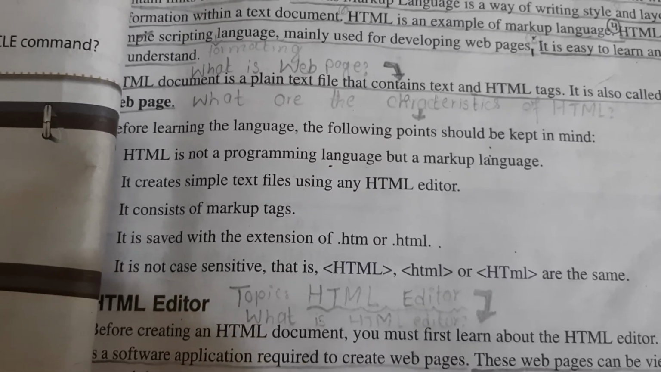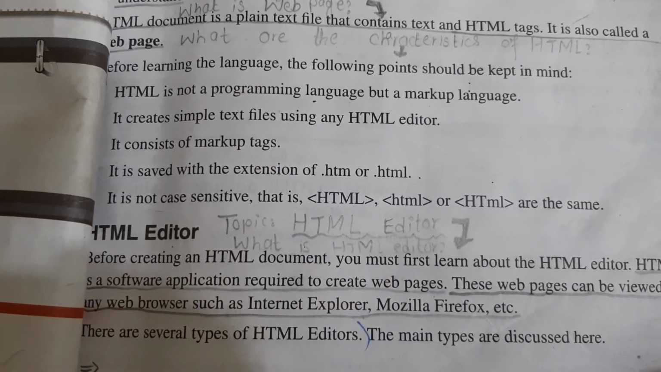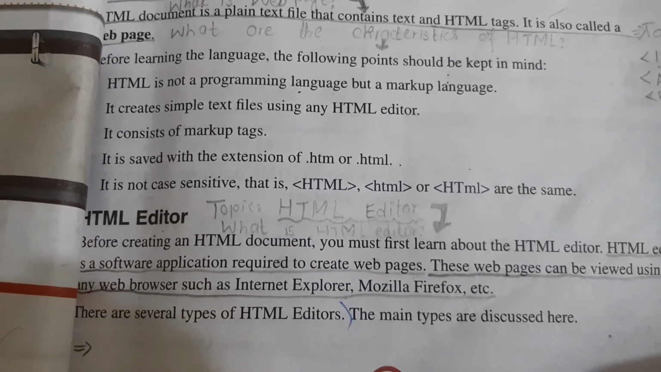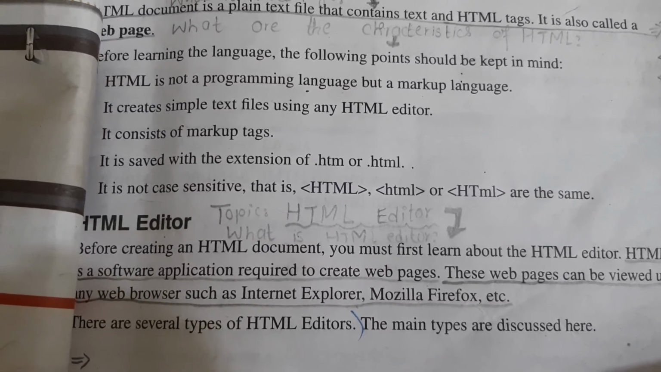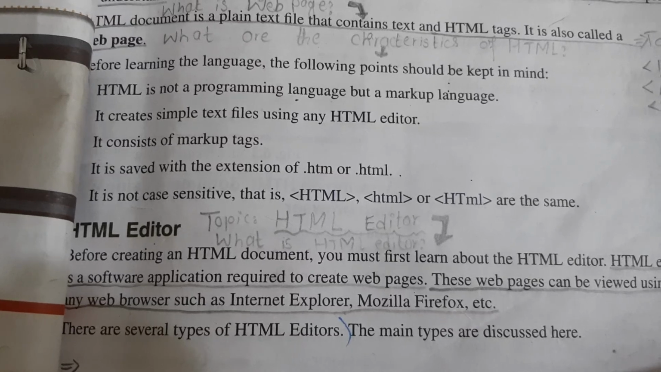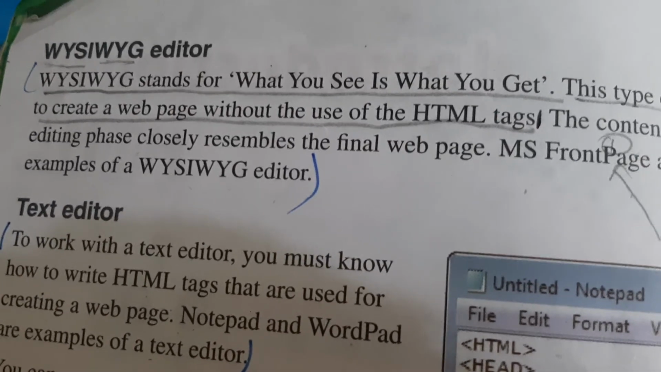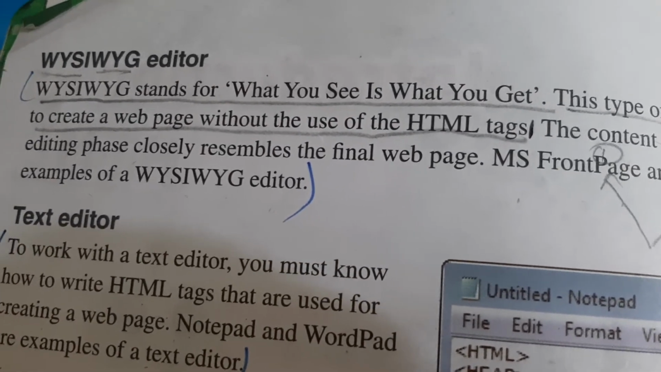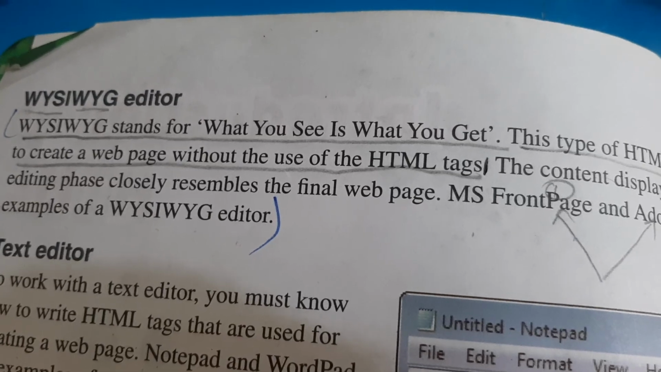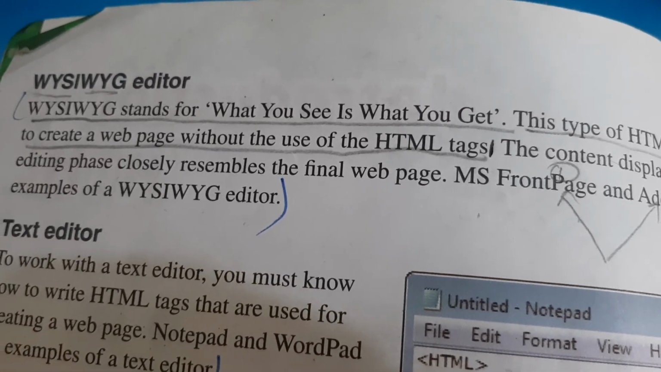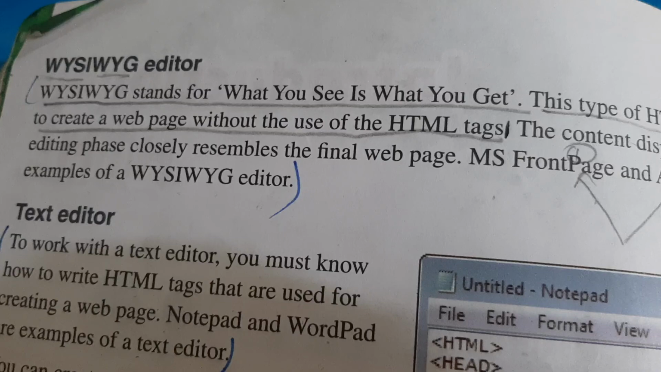Today we will learn about HTML editors. There are several types of HTML editors, but two main editors are text editor and WYSIWYG editor. In this book, we will be using a text editor to write down code for HTML.